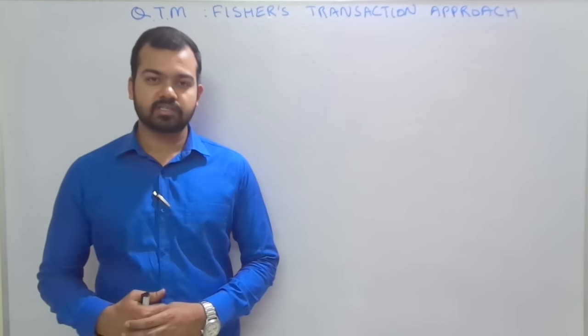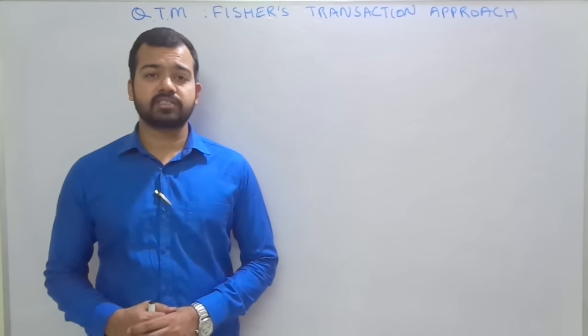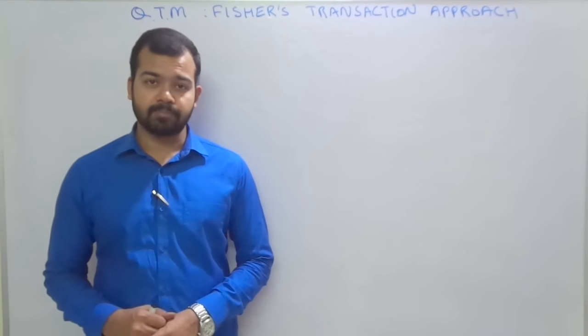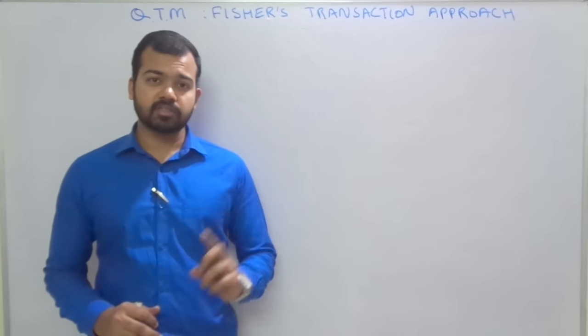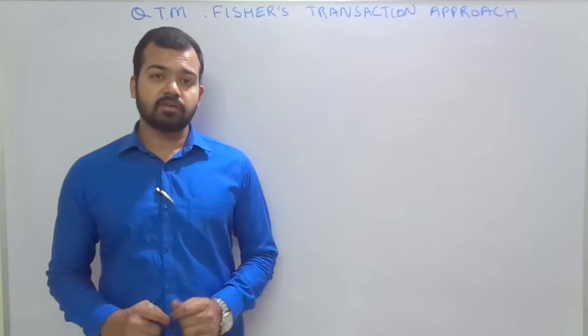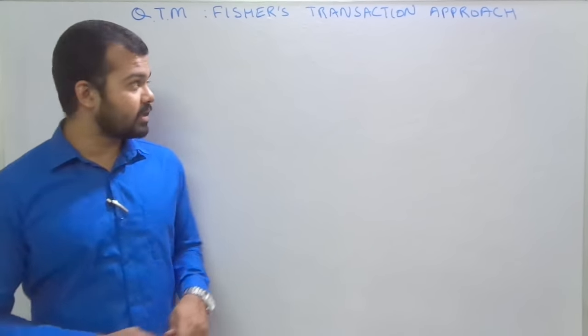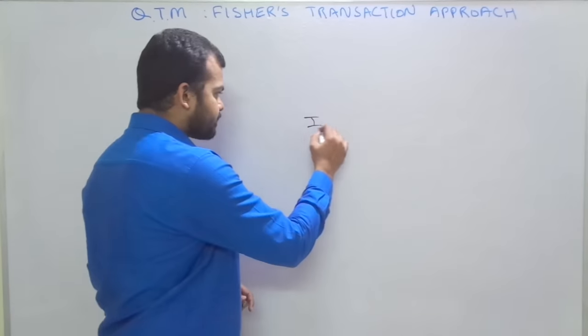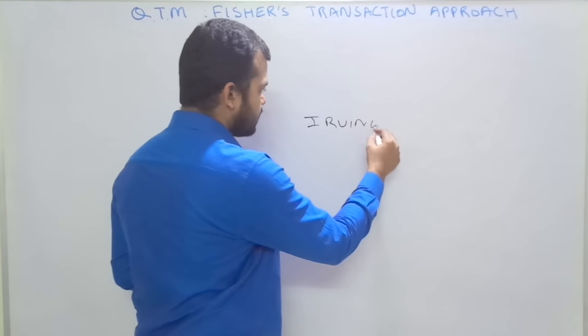Welcome to Ecoholics. In this tutorial we'll discuss the quantity theory of money. First, we'll discuss the classical theory, that is, Fisher's transaction approach. Fisher's transaction approach, as the name suggests, was given by the economist Irving Fisher.